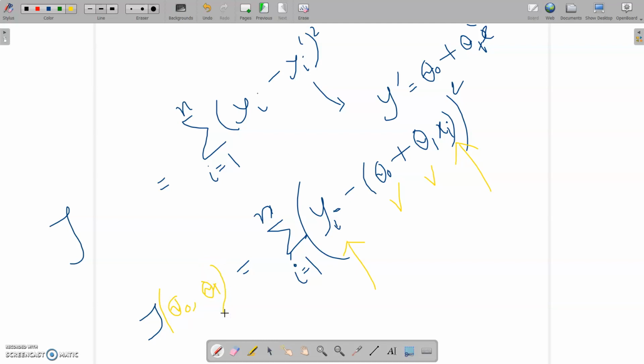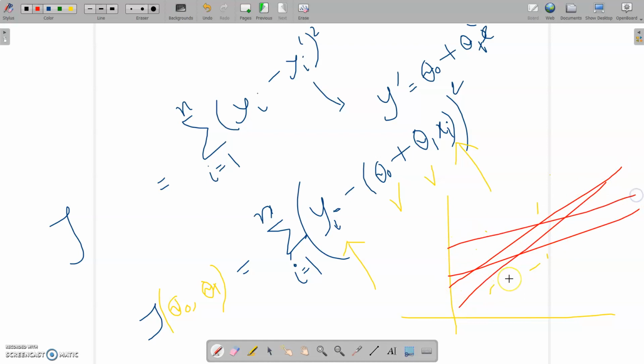So what do you have to do? We will try different values of theta 0 and theta 1 to get different lines. This was your curve, and the data was like this. What are you going to do? For different values of theta 0 and theta 1, we'll get different lines. We want to find the line that has the minimum J. You can call it the cost function.